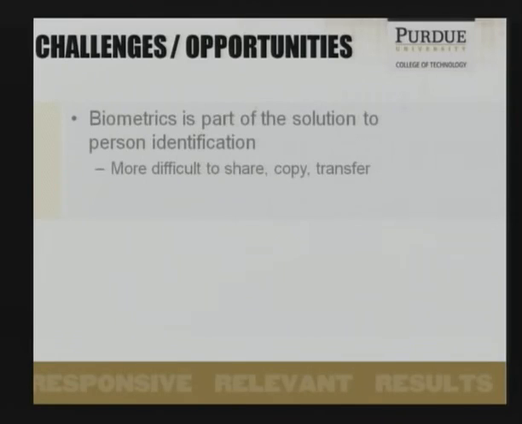So if you read the literature, and it's a pro-literature of biometrics, you'll see that biometrics are more difficult to share, copy, or transfer.